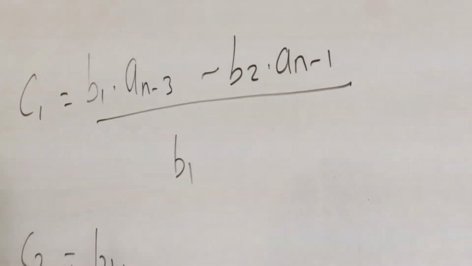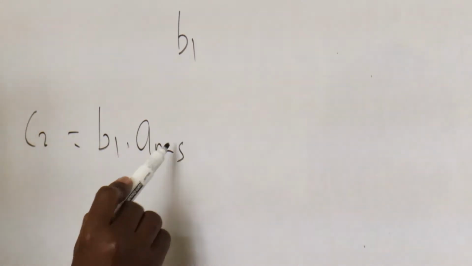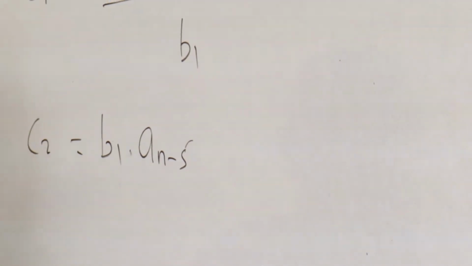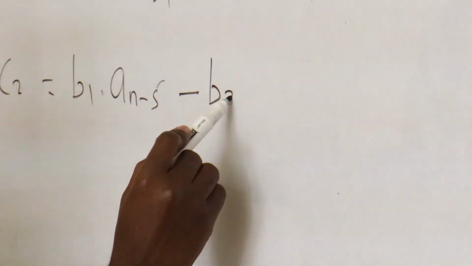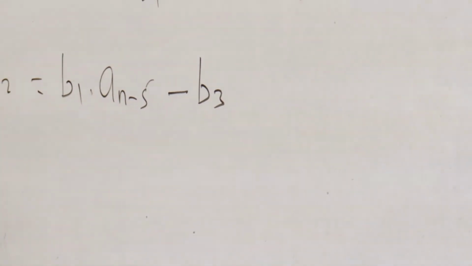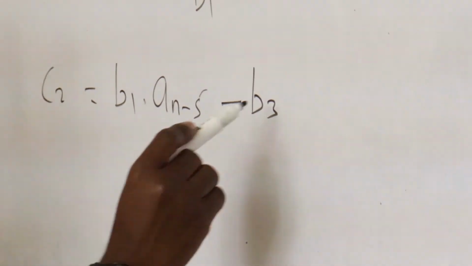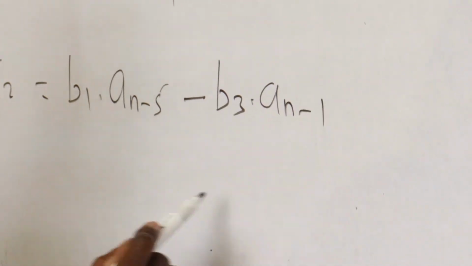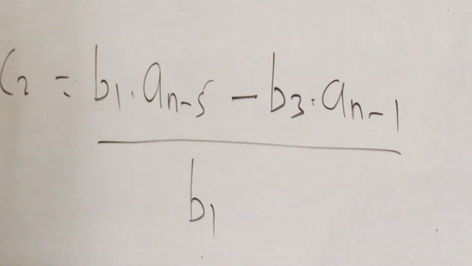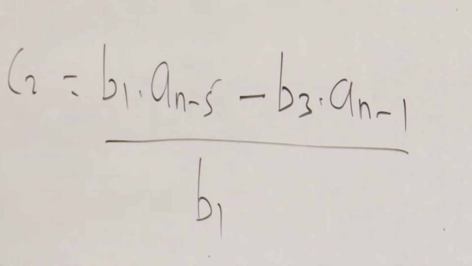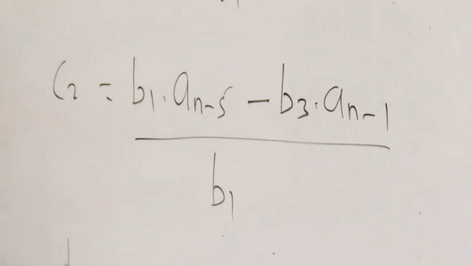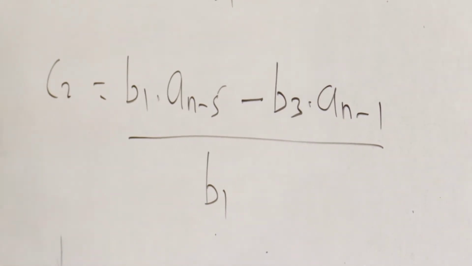C2 is B1 AN minus 5 minus B3 dot AN minus 1 all over B1. Is that okay? You can go ahead and get D1, D2, D1.